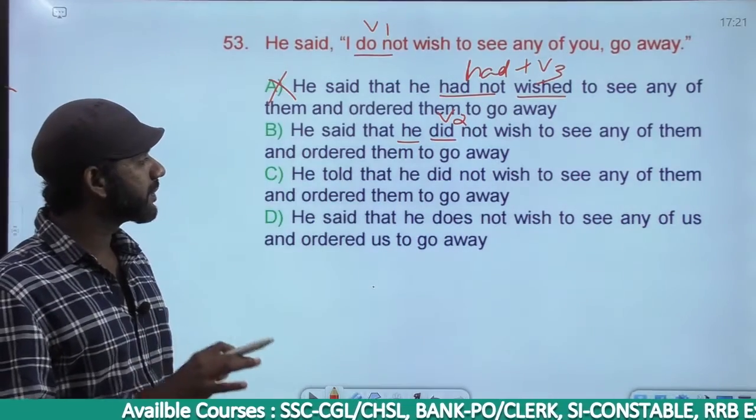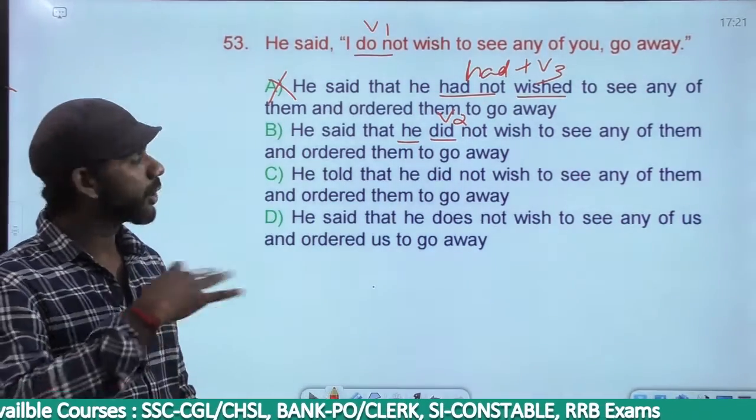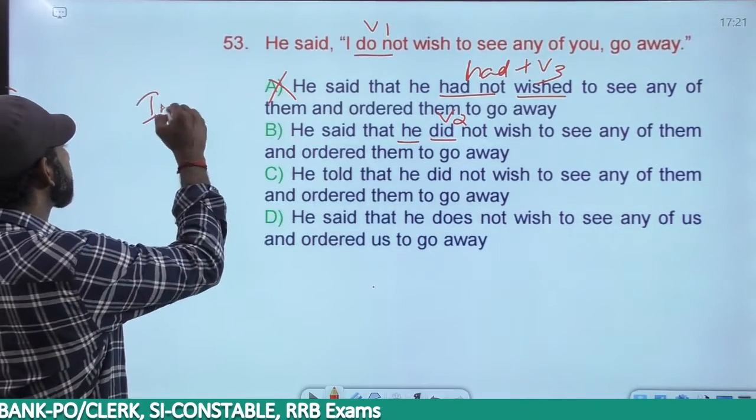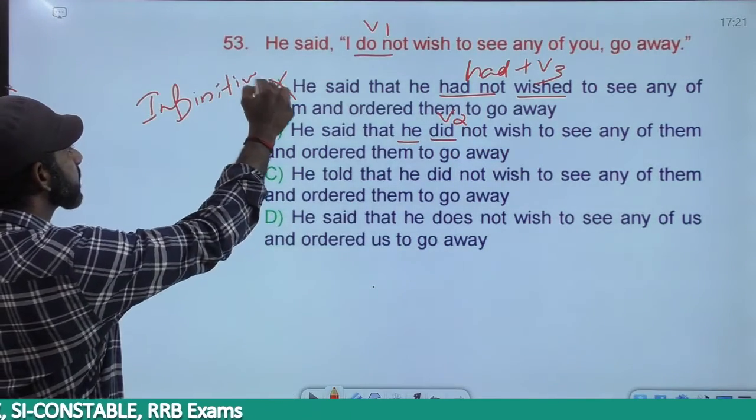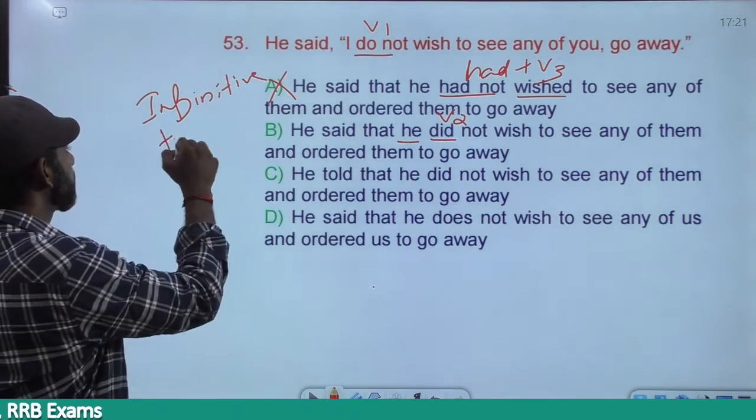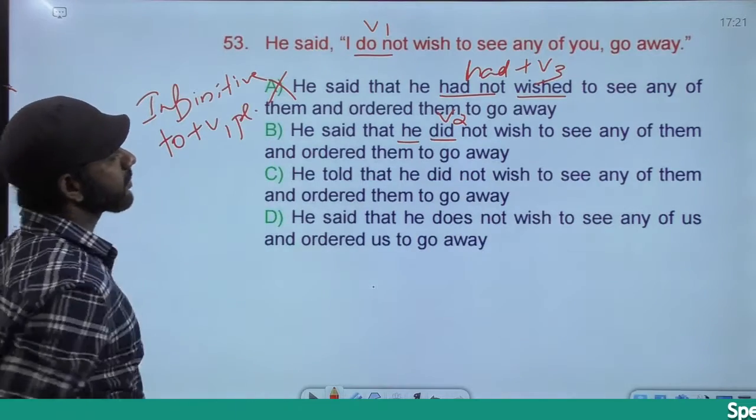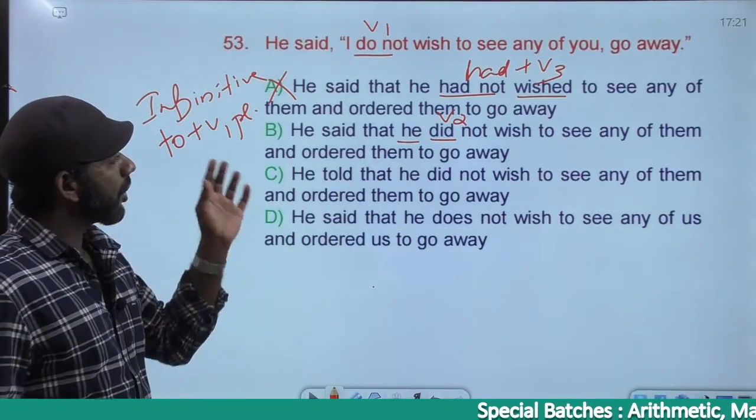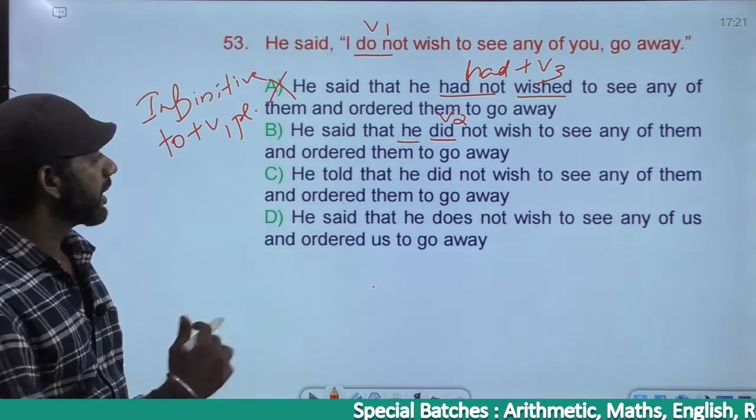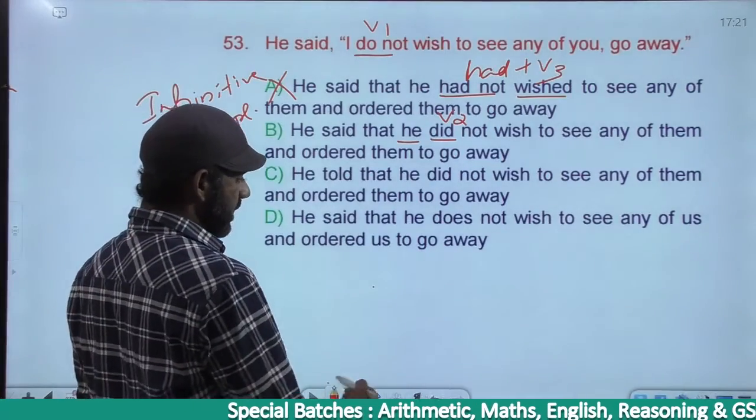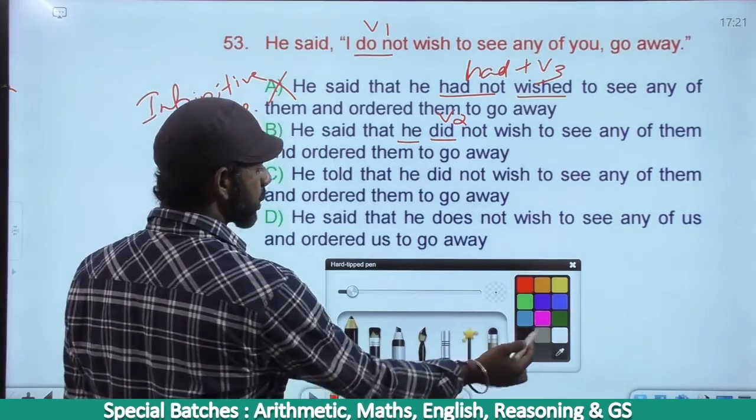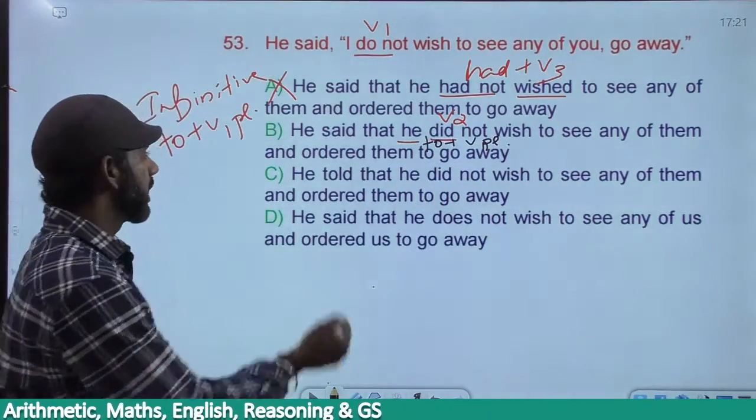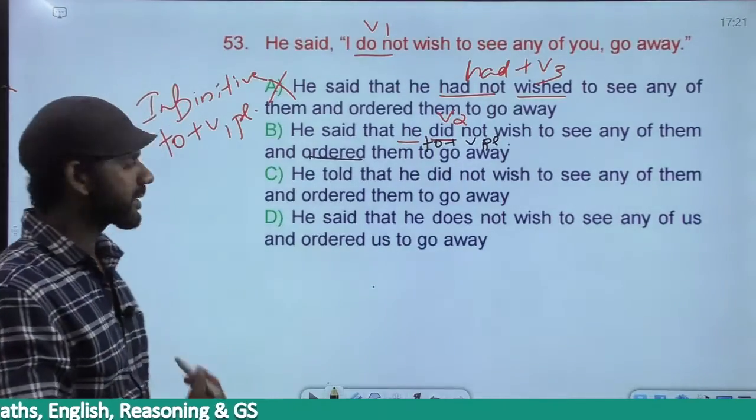Now, ordered them to go away. Go away is an order, an imperative sentence. Every imperative sentence in the indirect speech must be in the infinitive form, and infinitive is to plus V1 plural. Come to the second part of option B. And ordered them to go away. To go is to plus V1 plural, infinitive must be considered. Ordered them to go away. Leave it. Come to option C.